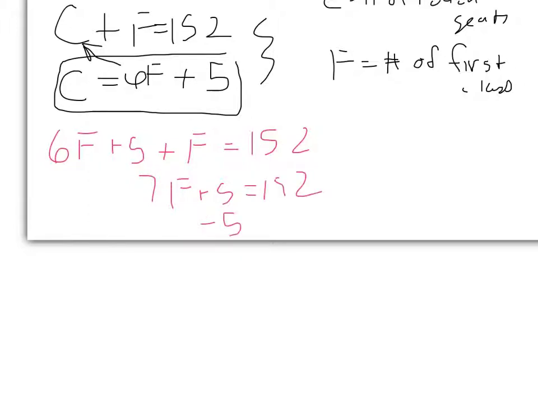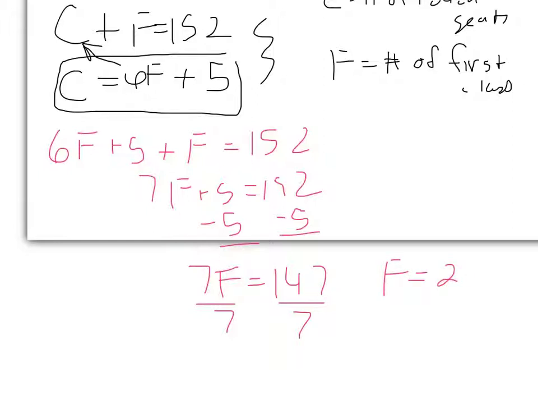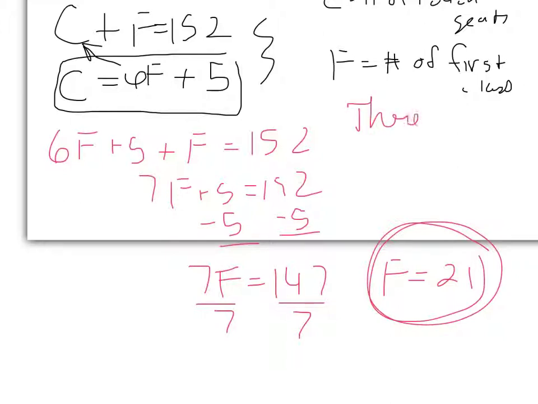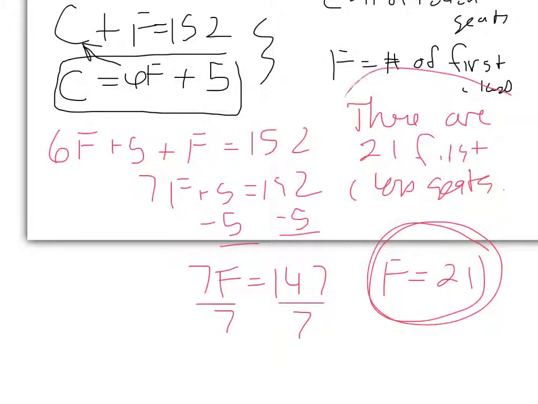Subtract some 5s, and 7F equals 147. Divided by 7, and we get F equals 21. So we know there are 21 first class seats. Now, that's how many first class seats.